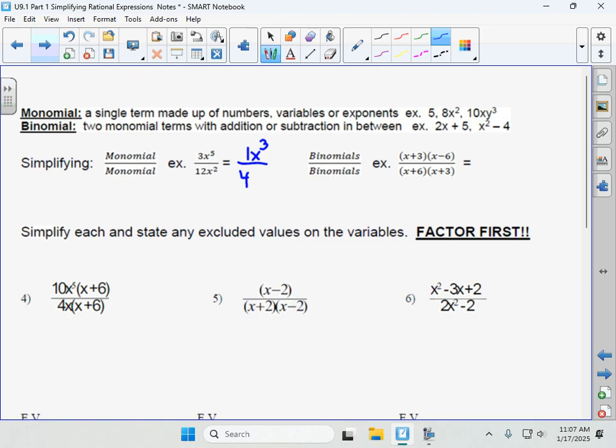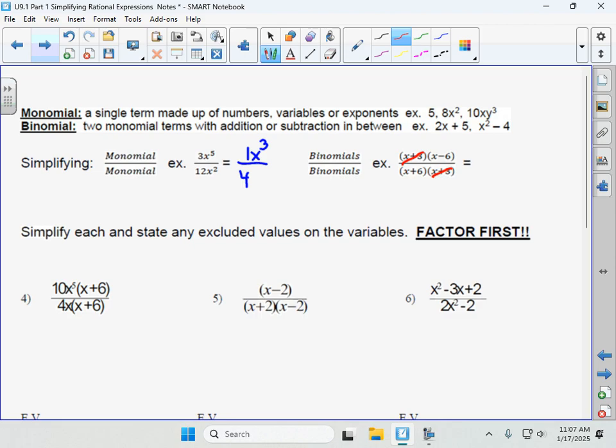So in this expression, it's already factored for you. So this is why factoring is so important, is we have to make sure that we factor everything. Okay, so on top we can see we have a binomial x plus 3, and there's another x plus 3 on the bottom, so we can cancel those out because they're the same.